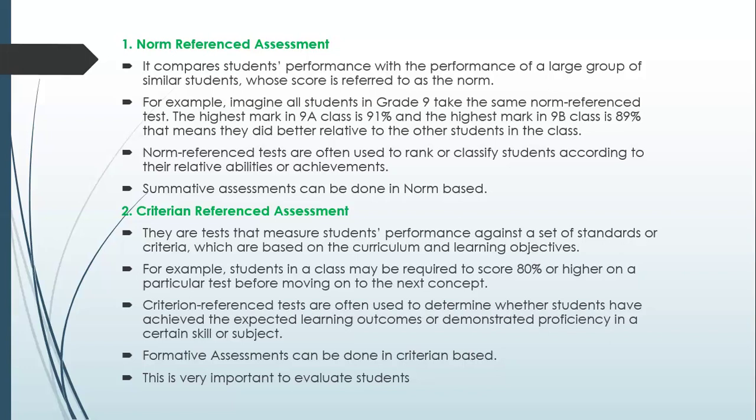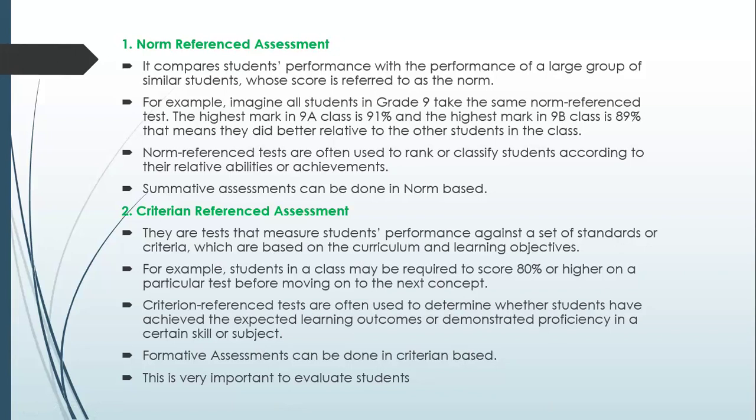That is criterion reference assessment. That is the criterion, our reference level: the student should have 6 credits. That is the criteria. So the example given here is that students in a class may be required to score 80% or higher on a particular test before moving on to the next step.